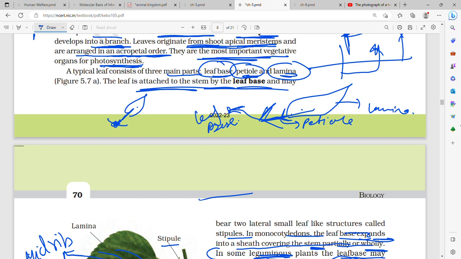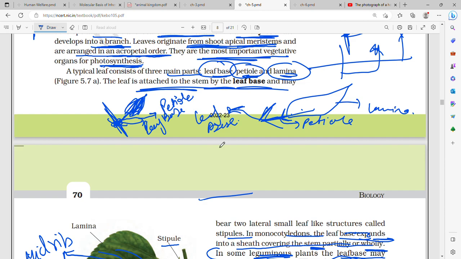That is the middle portion, that is the lamina or leaf blade. Then this leaf blade, the lamina, is attached to a stalk which is called the petiole, and the place where that stalk or petiole is attached to the stem is called the leaf base. So leaf base, petiole, and lamina.